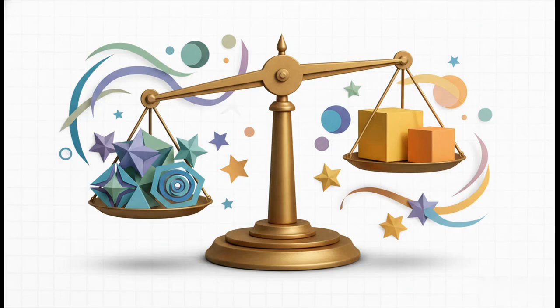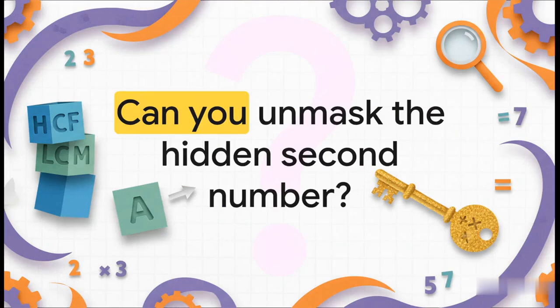For any two positive integers, let's call them a and b, the product of their HCF and LCM is exactly equal to the product of the two numbers themselves. The balance of mathematics here is honestly pretty elegant. The highest common factor multiplied by the least common multiple literally equals number a multiplied by number b. Which means if you know the HCF, the LCM, and just one of those original numbers, well, you now hold the exact algebraic key to unmasking that hidden second number.